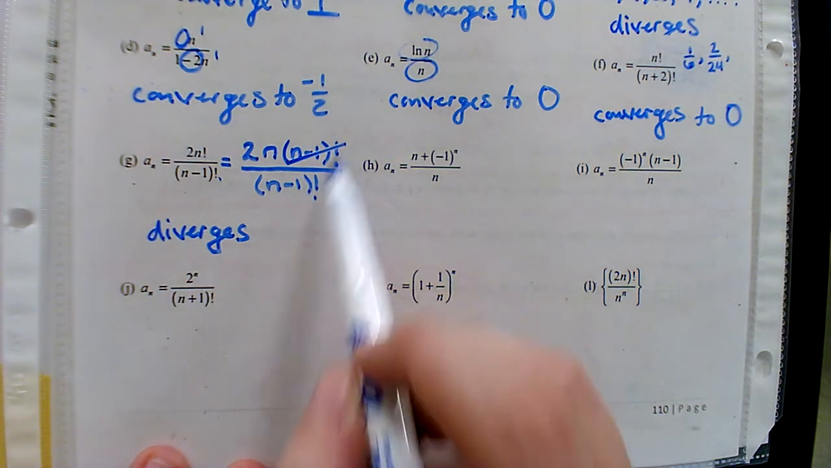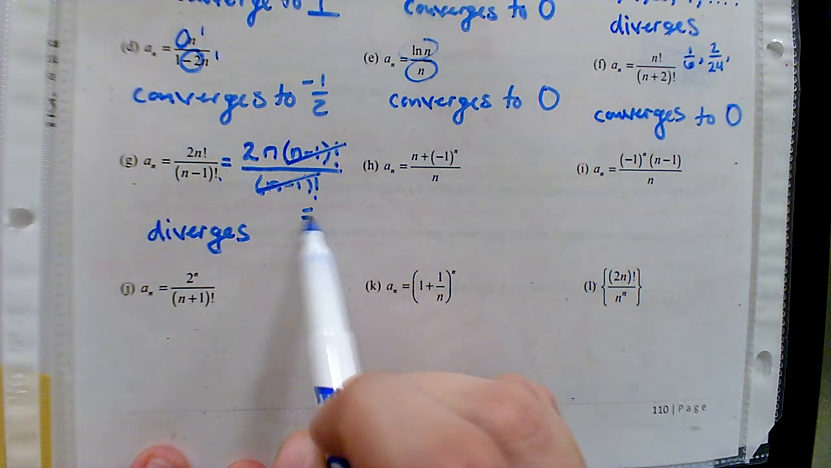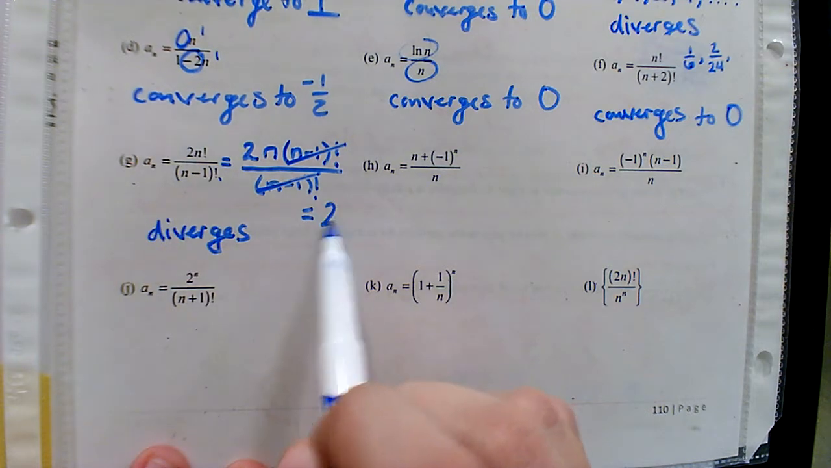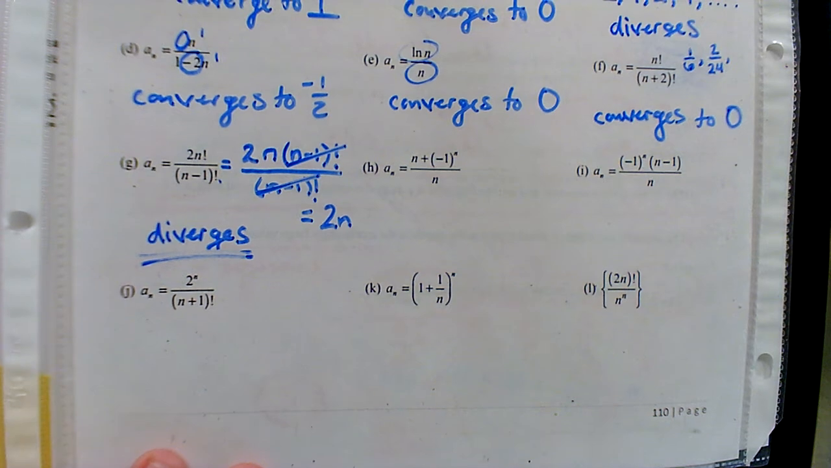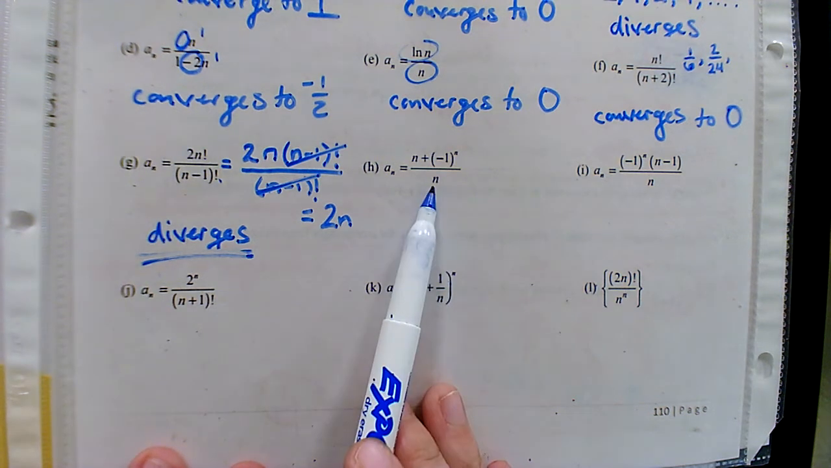You see the n minus 1 factorials are going to go away? All right, so this rule actually simplifies to 2n. And if you were to keep plugging in numbers, wouldn't we just eventually list all of the even numbers, which are going to go on forever? So that one's going to diverge. Looks good. Let's try the next one.